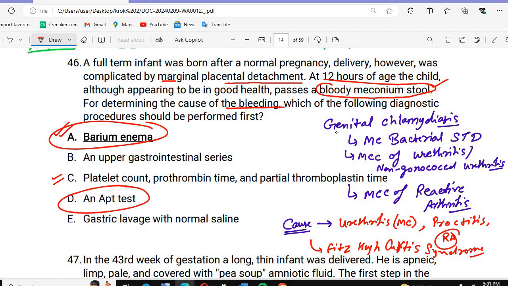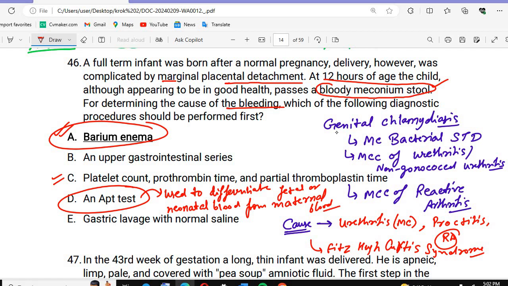APT test, what is the APT test? Remember, the APT test is used to differentiate fetal, or we can say neonatal, blood from mother's blood, or we can say maternal blood. Okay, so that you need to understand.